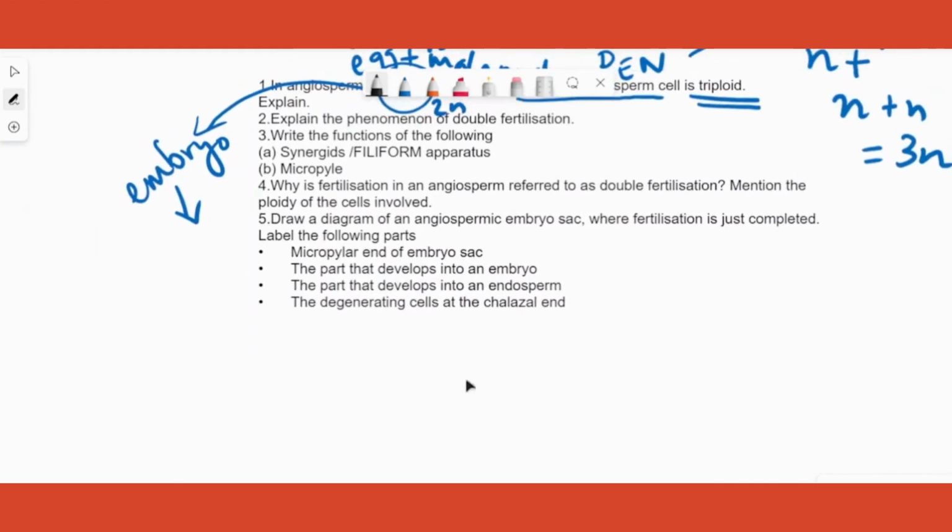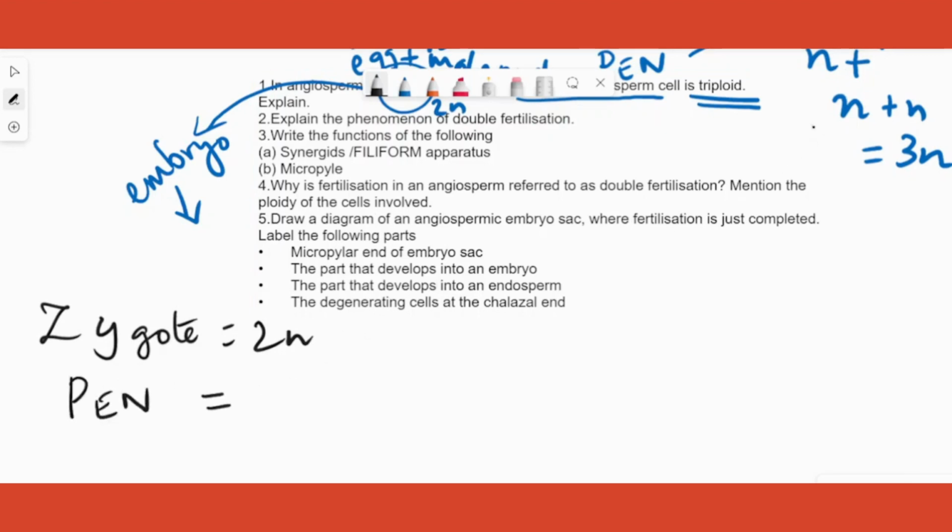Next question is to draw and write the ploidy of the cells. All the cells inside the embryo sac are N ploidy. The moment egg and male nucleus fuse, you get a zygote which has ploidy as 2N. PEN, which is formed by fusion of male nucleus and polar nuclei, 3N. So this much you write, you get those 3 mark or 5 mark.